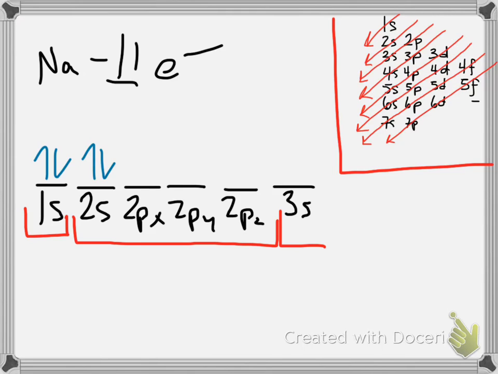Now, here's the thing. Don't get sloppy. Well, I know I'm going to fill in the whole 2p, so I'm just going to do them doubly. Don't do it. Do that, then do that. Don't build a bad habit. Okay? So now I'm up to what? 2, 4, 6, 8, 10. I got 1 to go. Where's it going? 3s. That's the orbital notation for sodium.